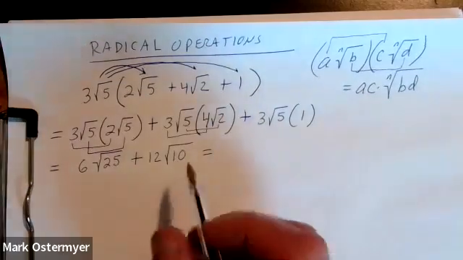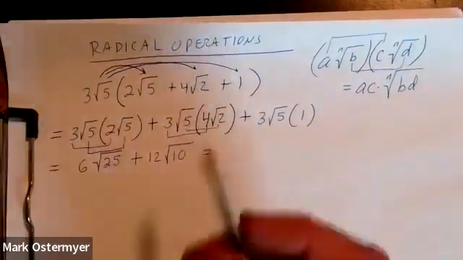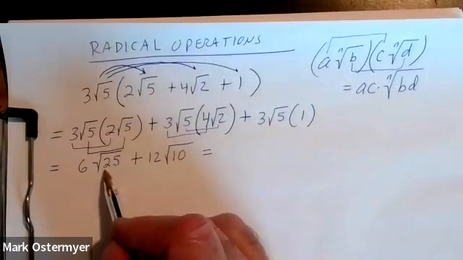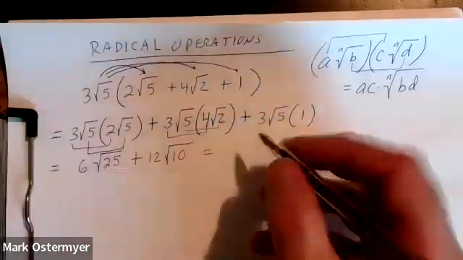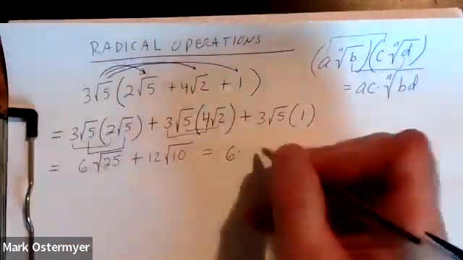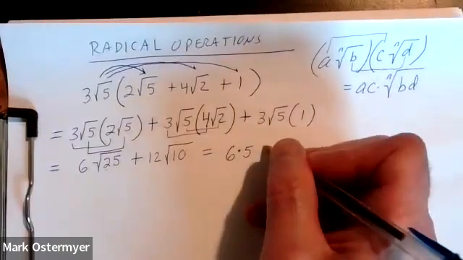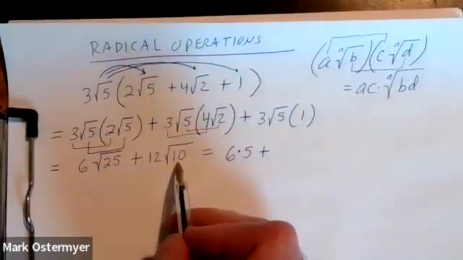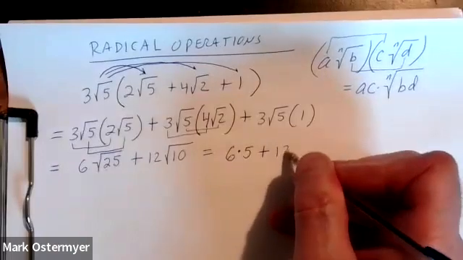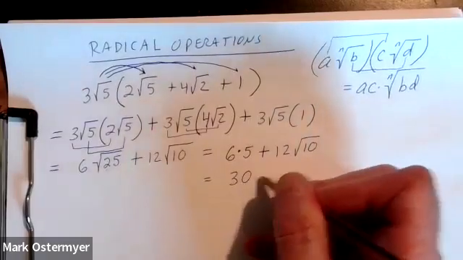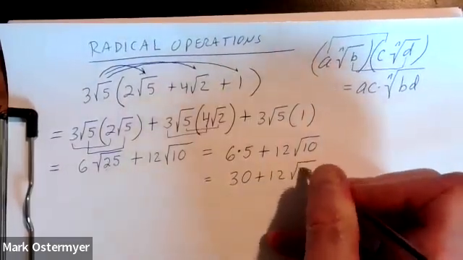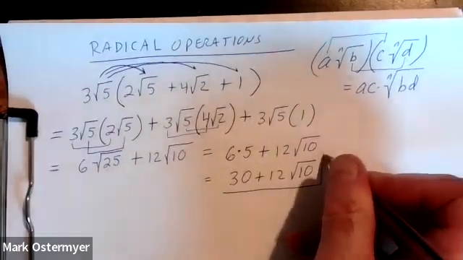Now, whenever we're working with square roots, we never want to leave a perfect square underneath the square root. It's not considered to be simplified. 25 is the perfect square of 5. Therefore, 6 times the square root of 25 would simplify to 6 times 5. 10 is not a perfect square, and 10 cannot be factored into anything that is a perfect square. So the square root of 10 cannot be further simplified. Therefore, we just leave it as 12 times the square root of 10. 6 times 5 is 30. So we have 30 plus 12 square root of 10. And this would be your final answer here.